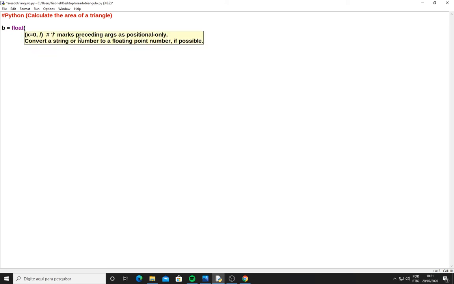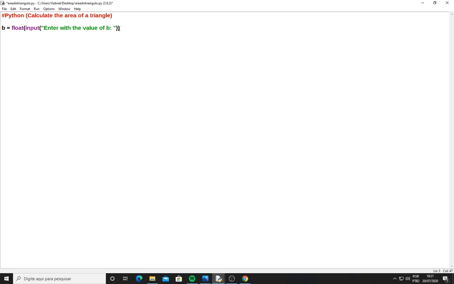So what I have to do now is declare my input and open my quotes. Here I will talk with the user and say something like "Enter the value of b", this b in lowercase. Now close the quotes and close the brackets.